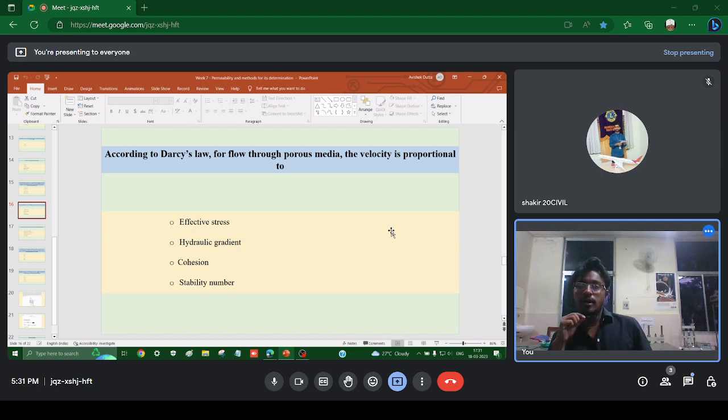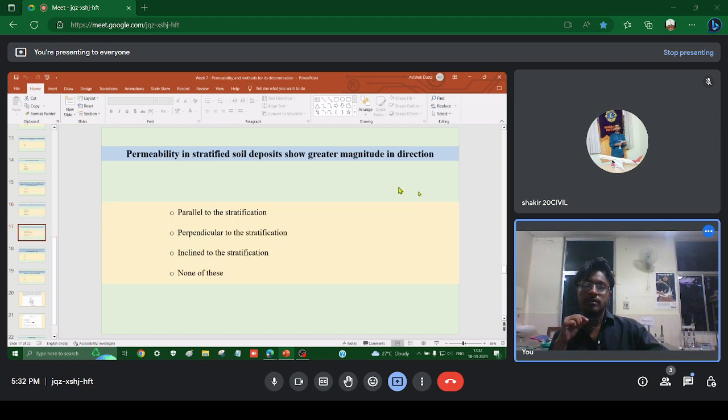I'll repeat. According to Darcy's law, for flow through porous media, the velocity is proportional to. The options are effective stress, hydraulic gradient, cohesion, and stability number. Next question.